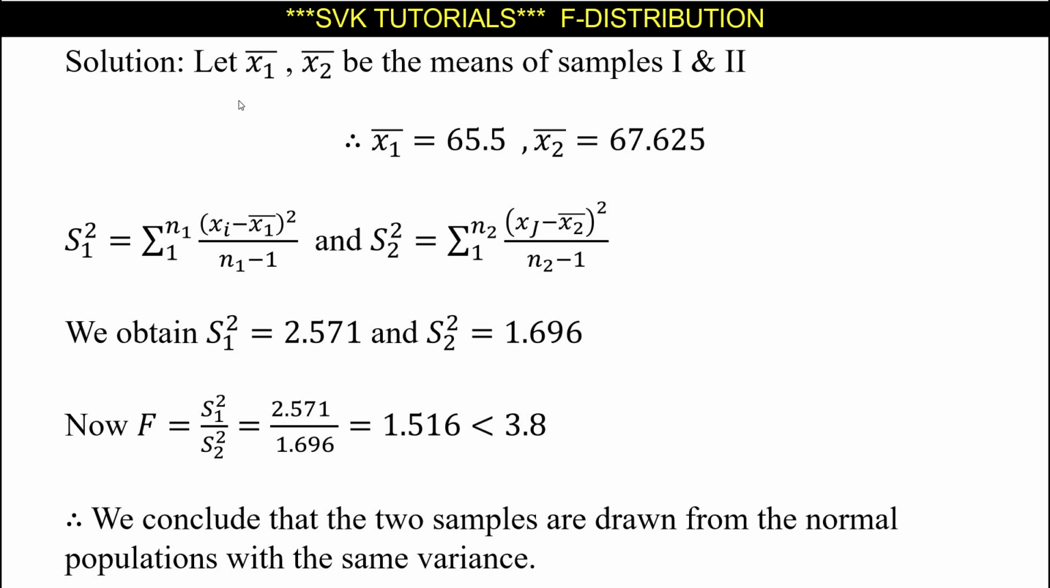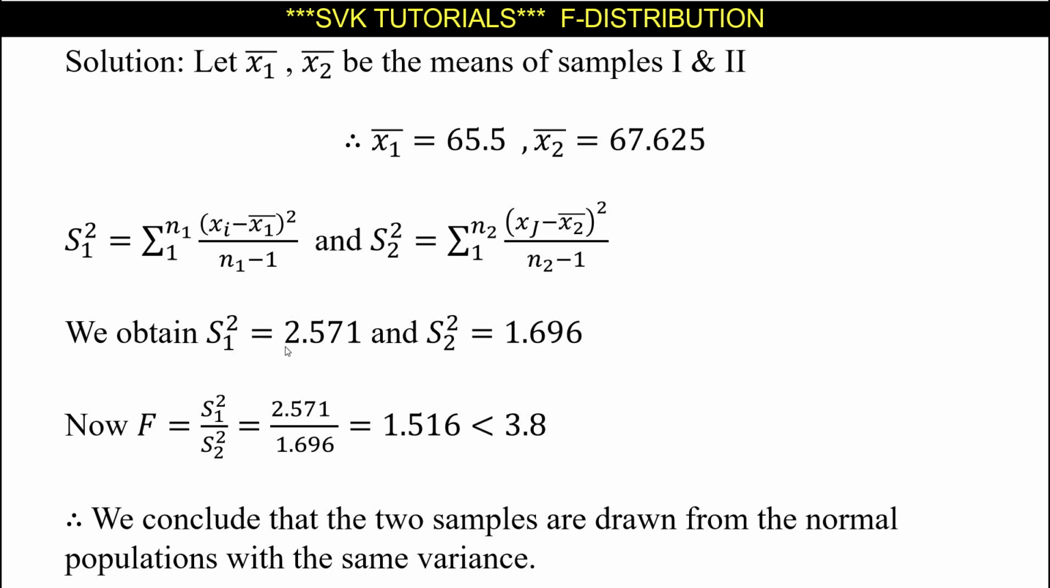This is the solution we have. We are going to find out the means of the samples, that is x1 bar and x2 bar. After finding the means of the samples, we are going to find out the variances of the samples, s1 square and s2 square. S1 square is given by the formula summation i equal to 1 to n1 of (xi minus x1 bar) whole square divided by n1 minus 1, and s2 square is given by the formula summation j runs from 1 to n2 of (xj minus x2 bar) whole square divided by n2 minus 1. So substituting all these values, we are going to get the variances.